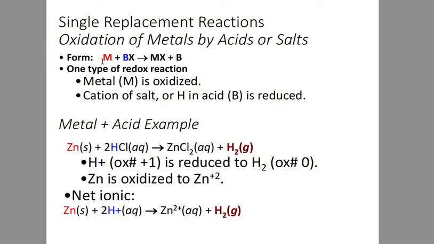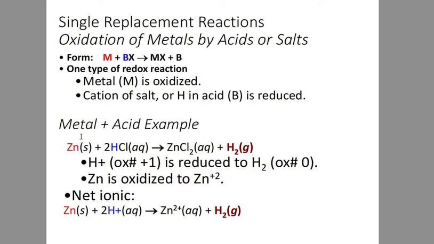So M stands for a metal, typically some sort of metal. And then Bx can either be an acid or some other complex. When these two are added together, depending on how reactive this metal is in comparison to the other material, sometimes the metal will replace the other cation that was in the material. So here we have an example with zinc and HCl.